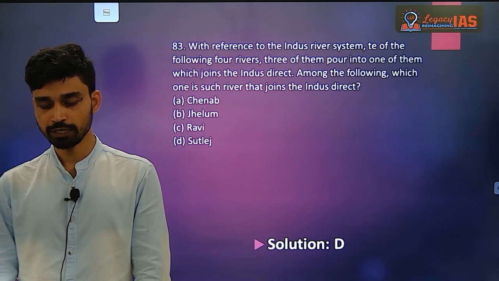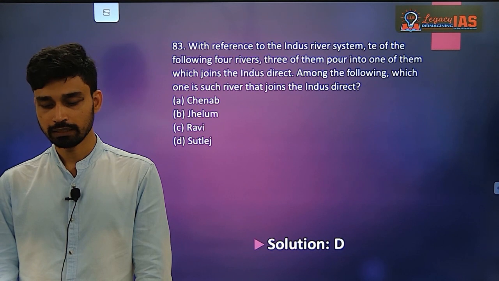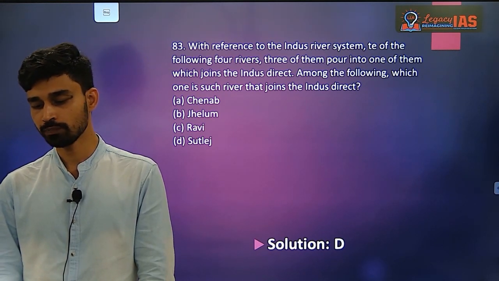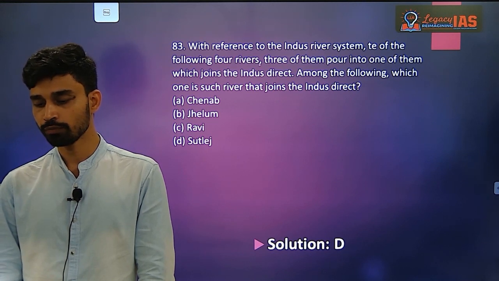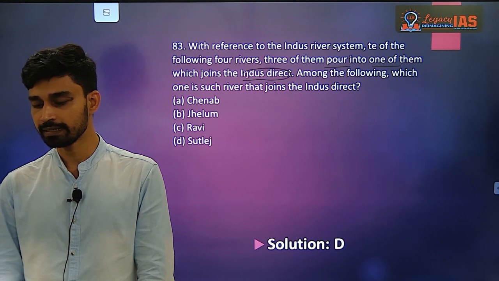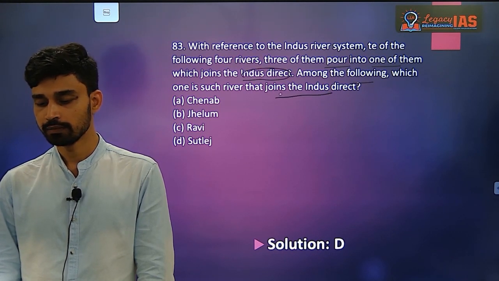Now, next question, 83rd question is regarding Indus River system. With reference to Indus River system, out of the following 4 rivers, 3 of them pour into one of them which joins the Indus directly. Among the following, which one such river joins the Indus directly?